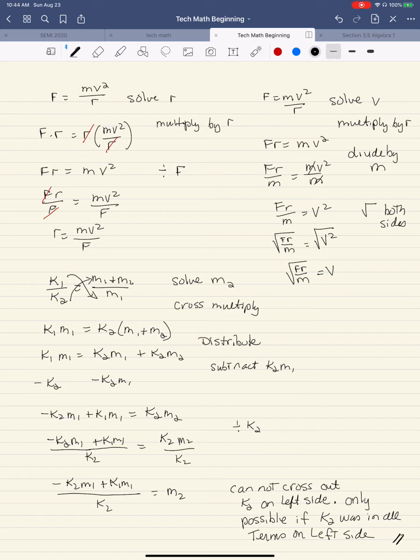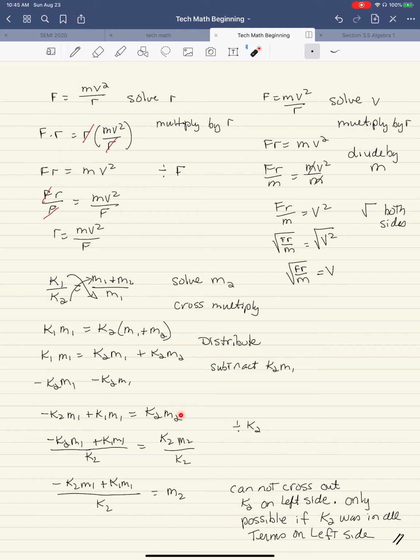So what you're going to do is just leave them separate. So this becomes minus k2 m1 plus k1 m1. So again, just combining these and writing them out, equals k2 m2. That's all that's left here.